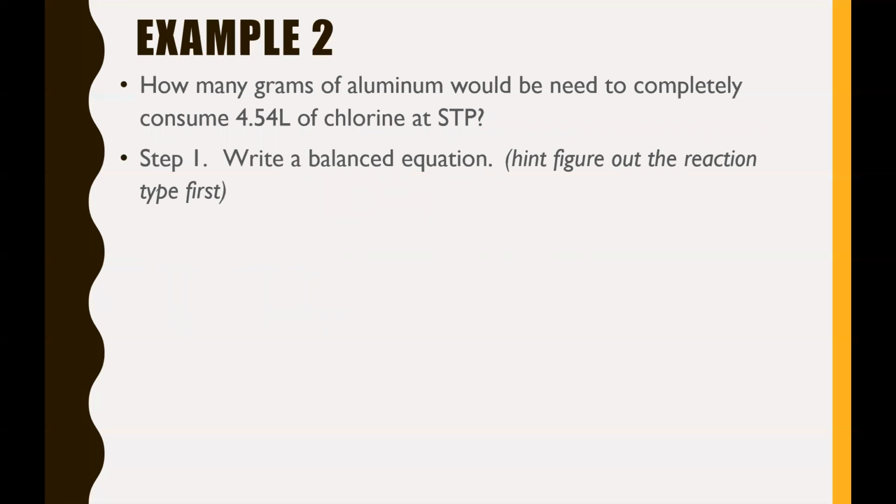Example 2, next page. All right, how many grams of aluminum would be need? Is that really what it says? Yeah, it even says that in your booklet, would be need. How many grams of aluminum would be need to completely consume 4.54 liters of chlorine at STP? Let's hold up here for a second.